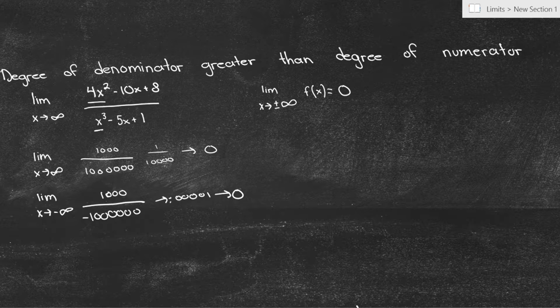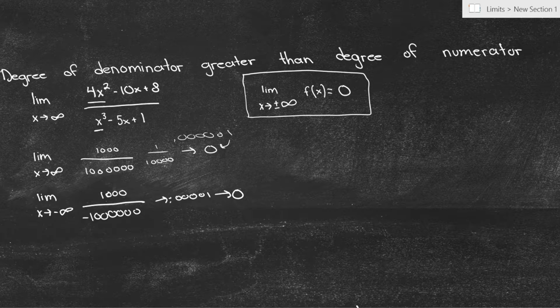And that's what a limit is. It wants to know what it is approaching as it goes to negative infinity or infinity. So this one may equal some super small positive number, but it's still approaching 0. And this one's going to be some super small negative number, but it's still approaching 0. So in either case, just know that if the denominator has a larger degree, it's going to be 0.